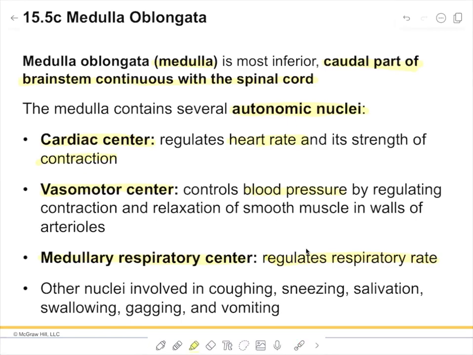Other important reflexes in the medulla are reflexes for coughing, sneezing, salivation, swallowing, gagging, or vomiting. So whenever the body is exposed to something potentially harmful, the medulla has a reflex center that can help us to get rid of that potentially harmful substance.